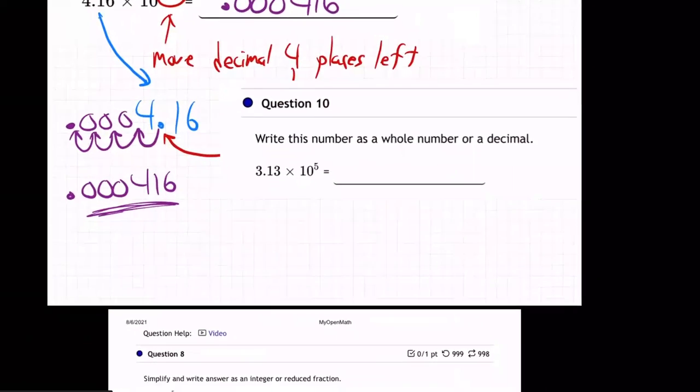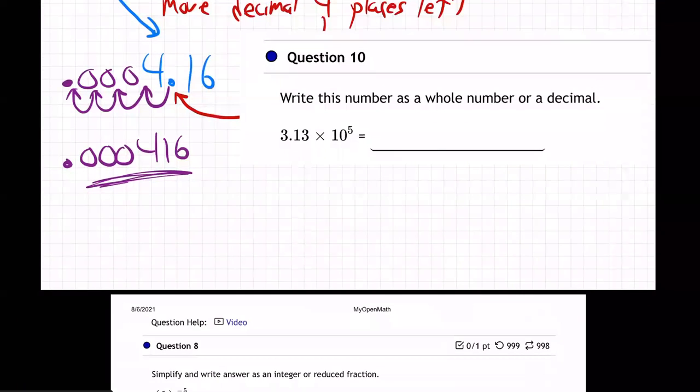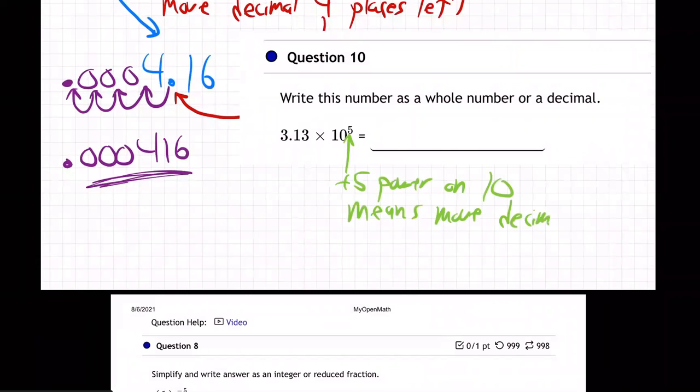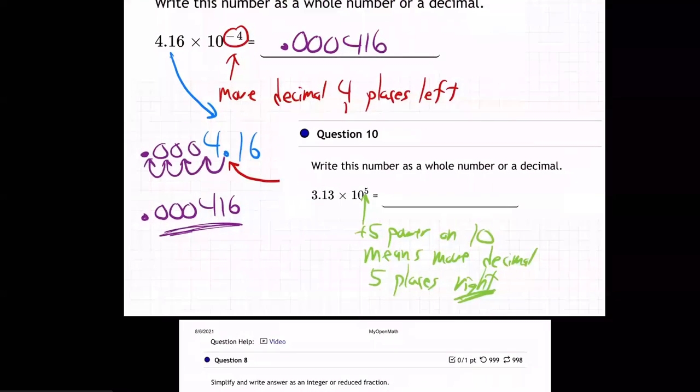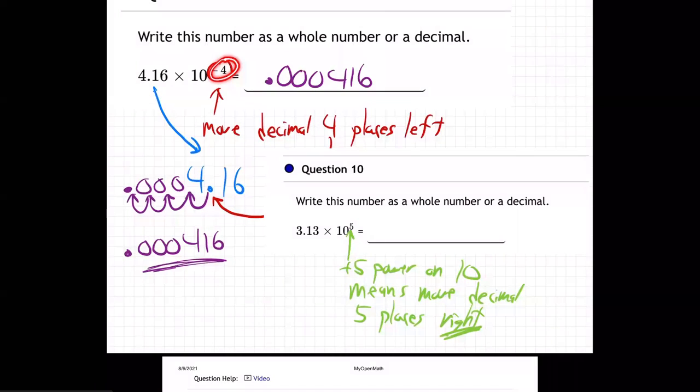Okay, so on this one then, now we got a positive 5 power. Notice, positive 5 power on the 10 means move the decimal 5 places to the right. So do you see the deal? When the power is negative, we move the decimal to the left. When the power is positive, we move it to the right. Now, I'm going to give you a reason why this is true in just a second. Let's just first off do it.